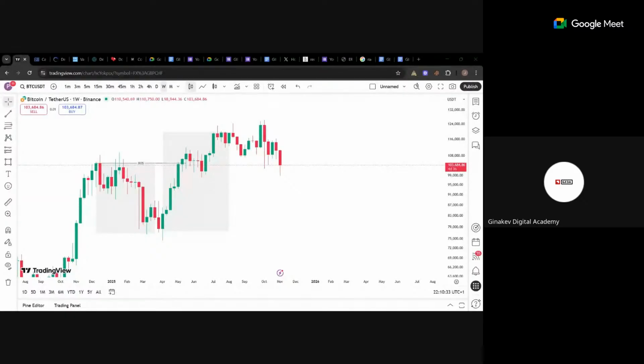Go to your own TradingView, map it out and showcase it. Don't use my own. Don't use my own chart. Use your own TradingView chart. Show me where the order flow started from.